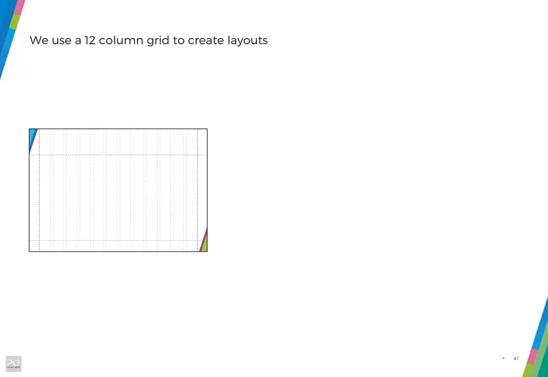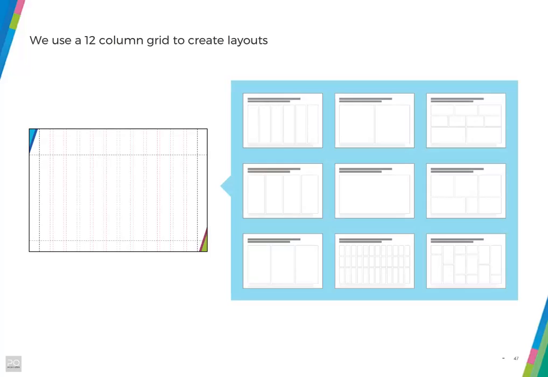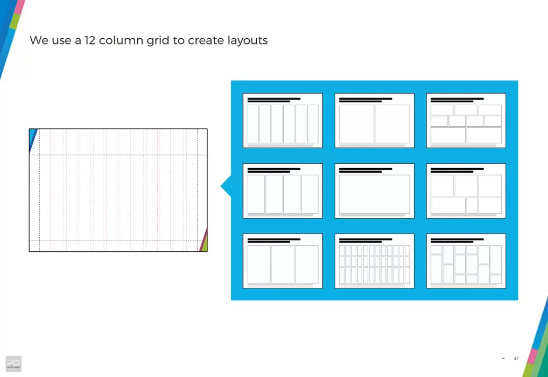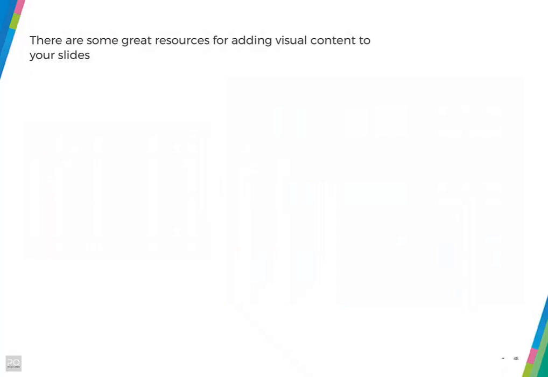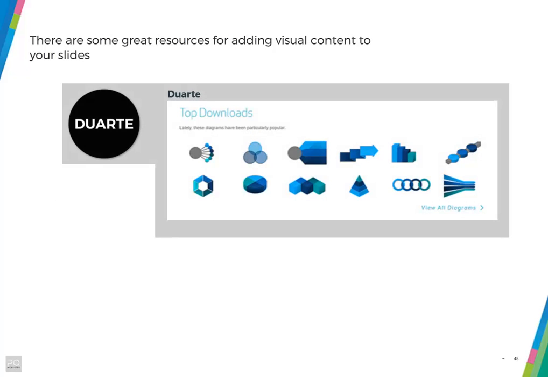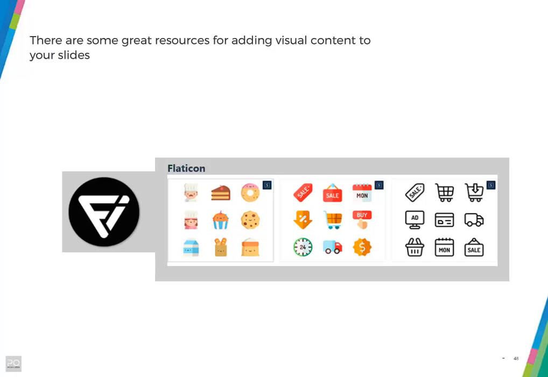The master slide has a 12-column grid built in to guide the design of your slides. The possibilities of the grid are endless, as you can see from these examples. By using the 12-column grid, you can achieve balance and space in your slide design and display information in interesting and engaging ways. When creating your slides, don't forget there are many great resources that can help you add visual content. These will save you a lot of time and help keep your graphics consistent throughout the deck.